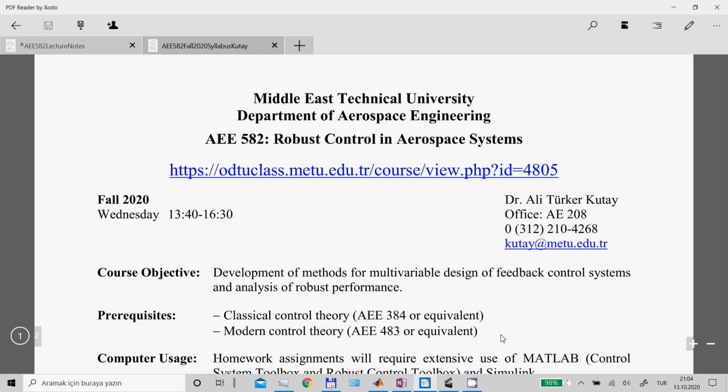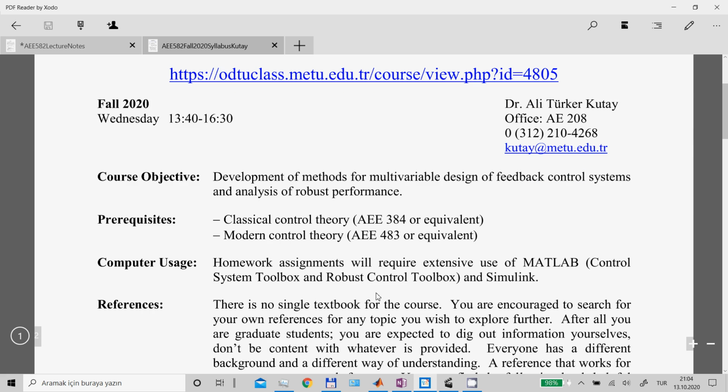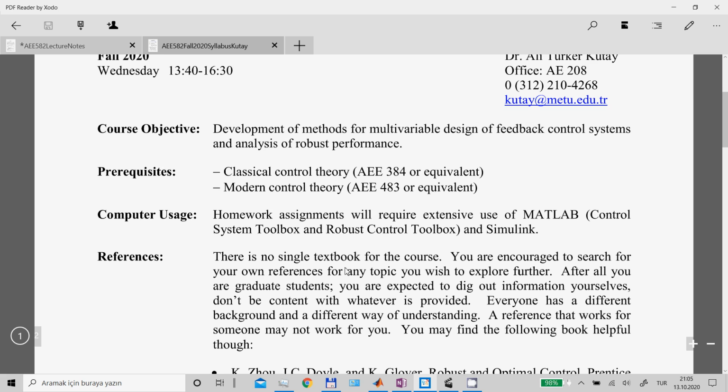There will be homework assignments given approximately every 2 weeks. So throughout the semester, I'm planning to give you 6 to 7 homework assignments. And these assignments will require use of MATLAB. And in particular, you will need to use the control system toolbox and the robust control toolbox. And the homework problems will follow on each other. So that means at the end of the semester, when you combine all your homework assignments, it will look like a project on robust control.